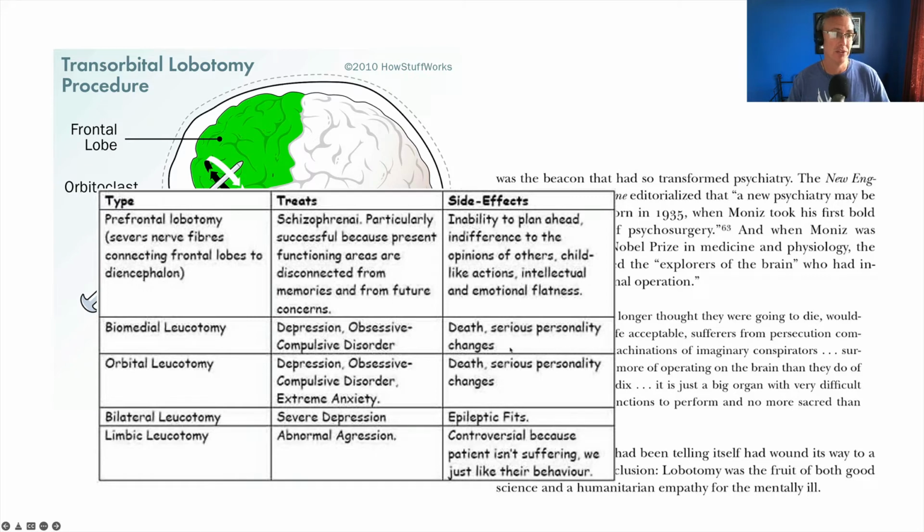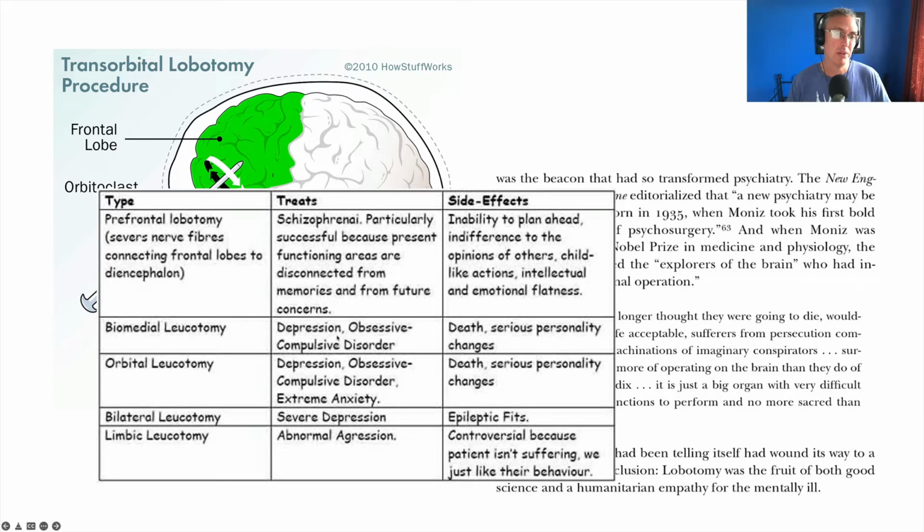And there are a bunch of these different forms. So there are slightly different forms of lobotomy that were applied to slightly different things. Notice that in some cases, the side effects are death, serious personality changes, epileptic fits. In this case, the patient themselves doesn't really feel they need this, but some people, because they were abnormally aggressive, that's the aggression I told you about, would be asked to do it. All right. So that was kind of controversial.